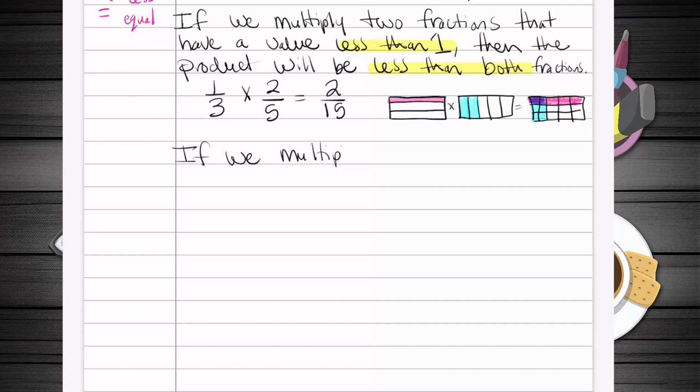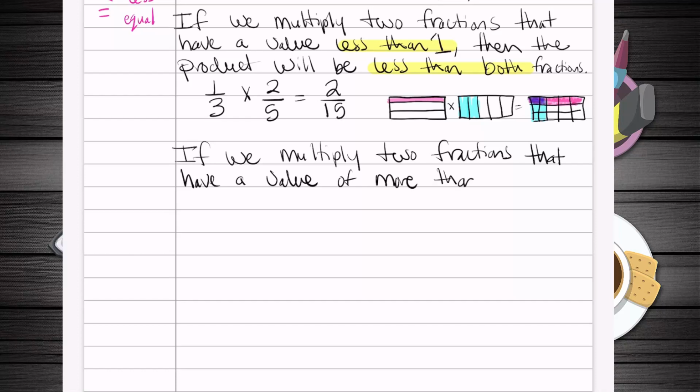Okay, so if we multiply two fractions that have a value more than 1, the product will be more than both fractions. I'm sure you're seeing a pattern here. Good mathematicians find patterns.